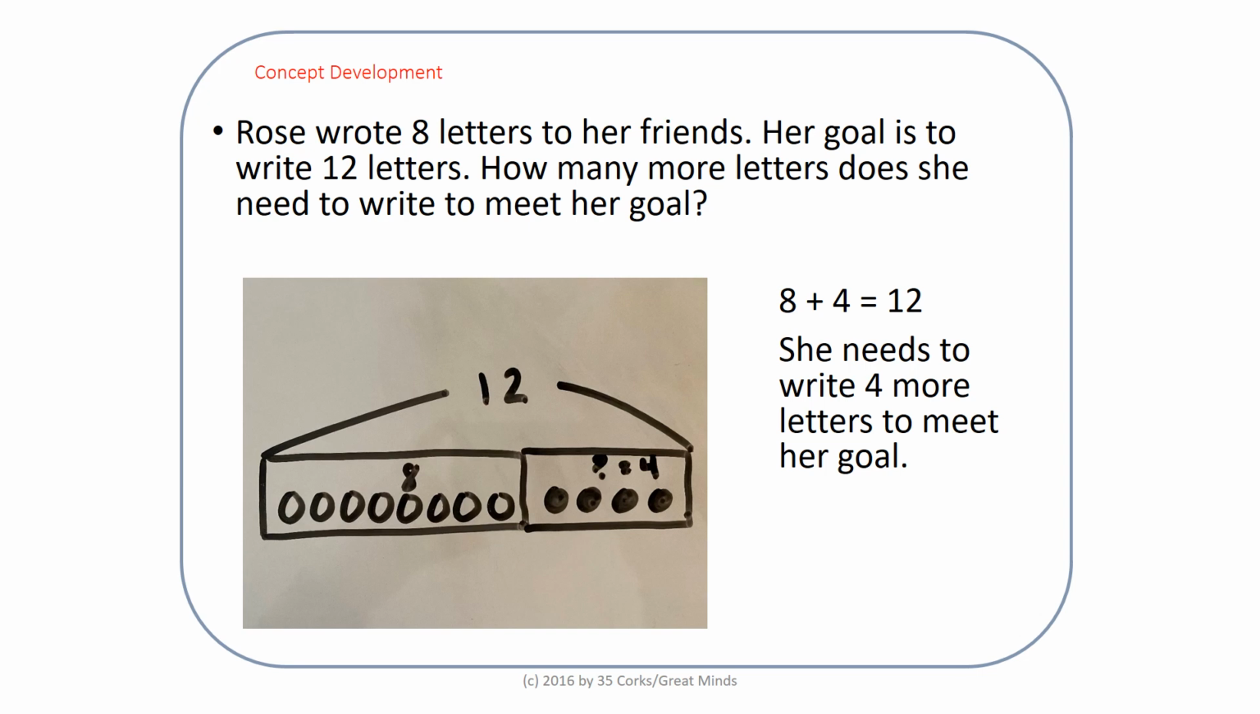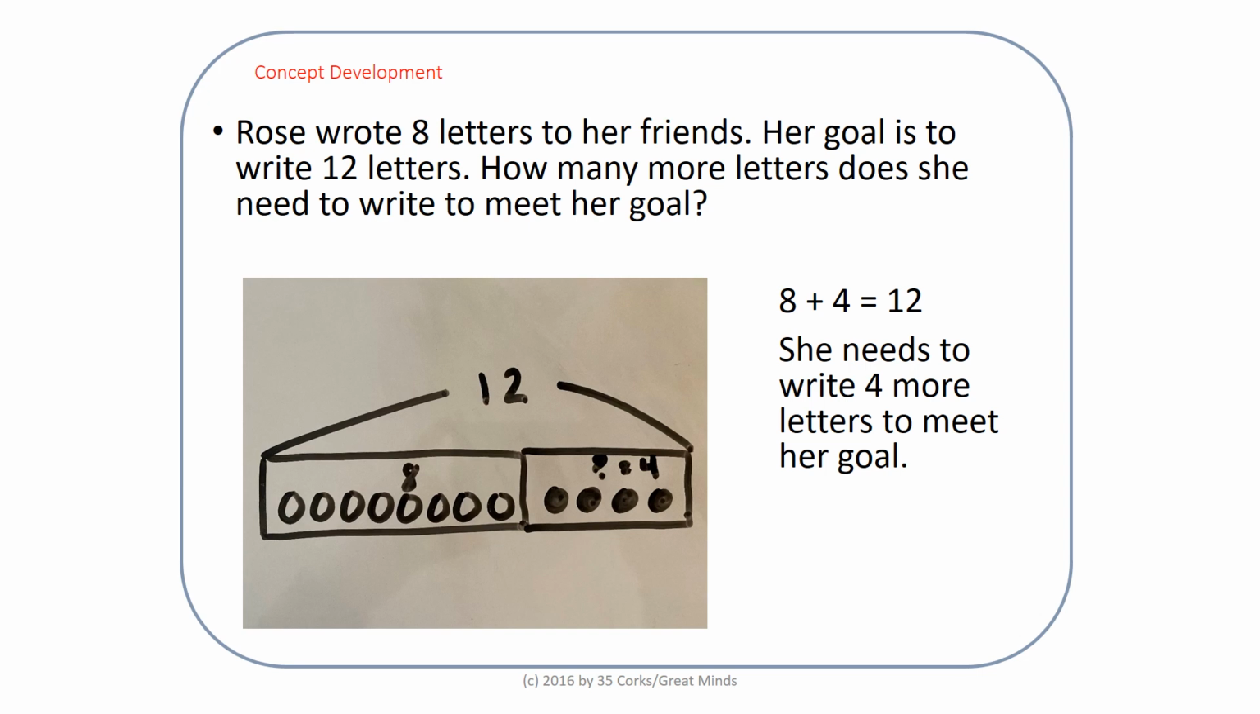So like you can see on mine, I drew a rectangle around 8 circles to show how many letters Rose already wrote. Then I drew a rectangle with a question mark because we need to find out how many more letters she needs to write. Then I put my arms from the first part to the end of the second part because I knew that she wants to write 12 letters. So that was her total at that top.